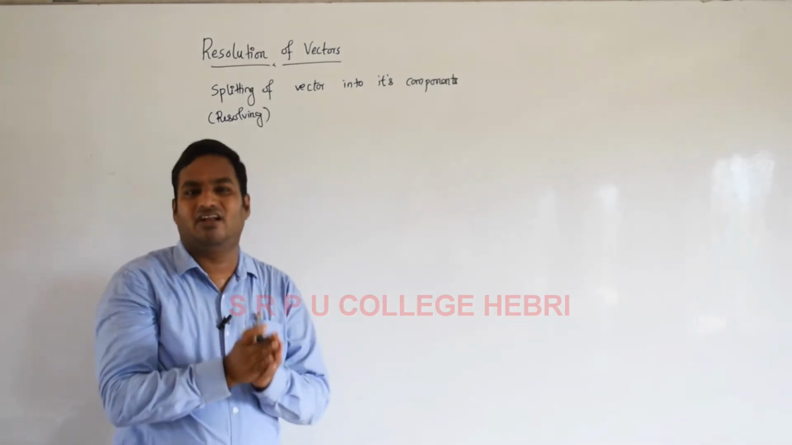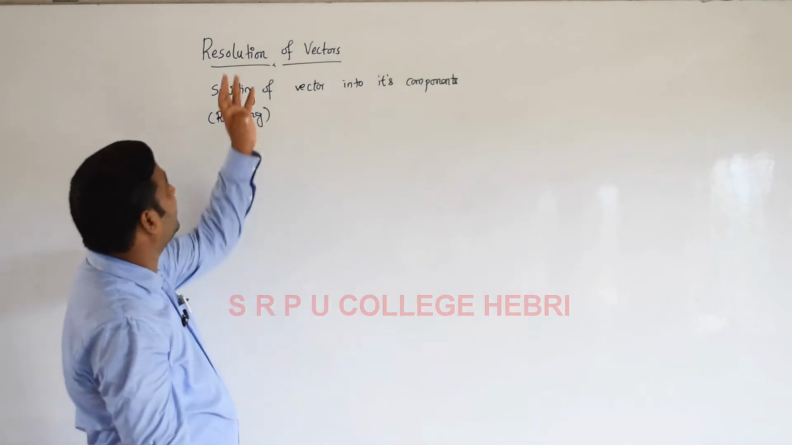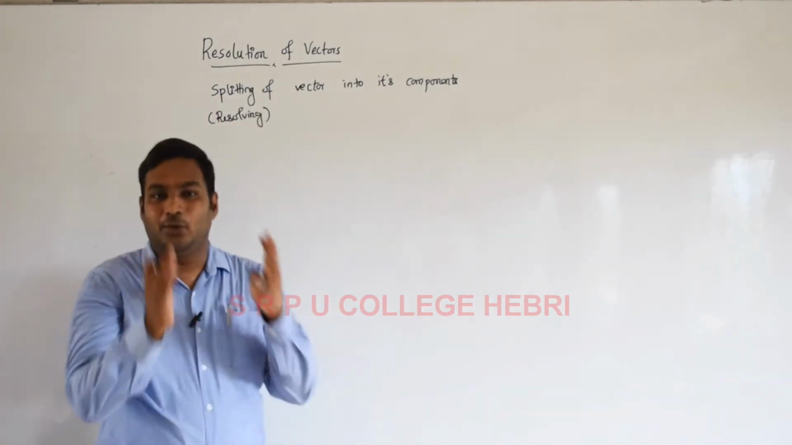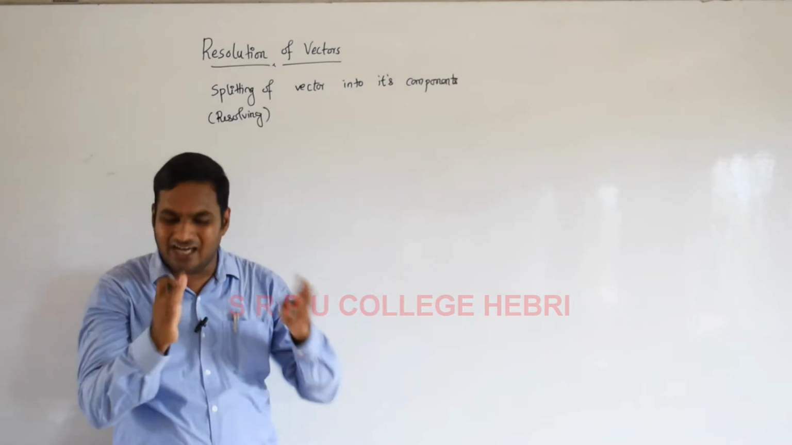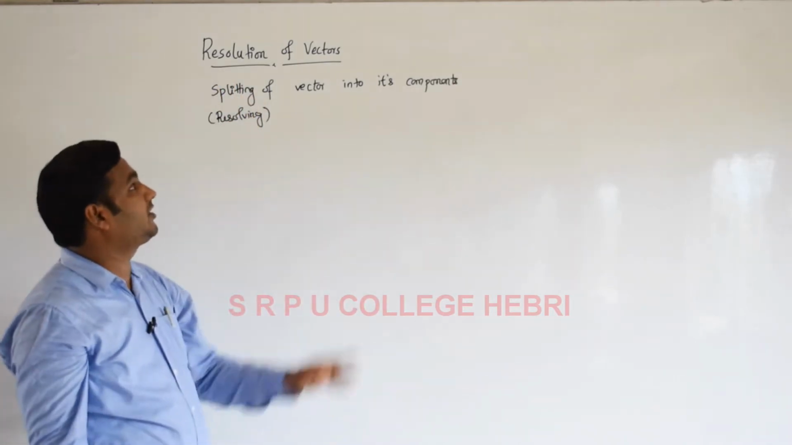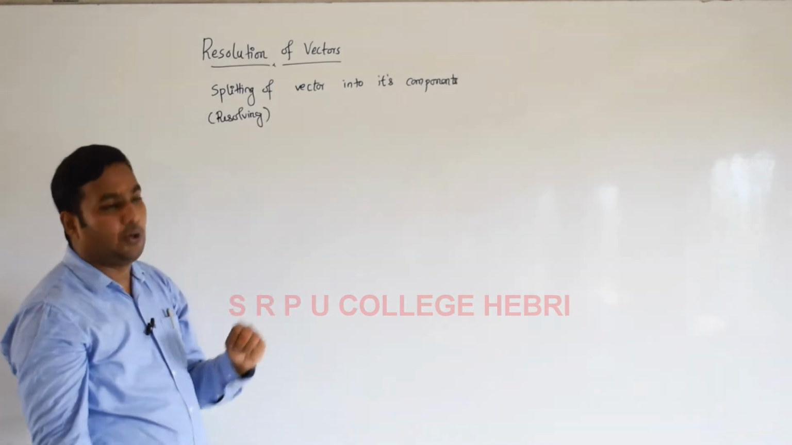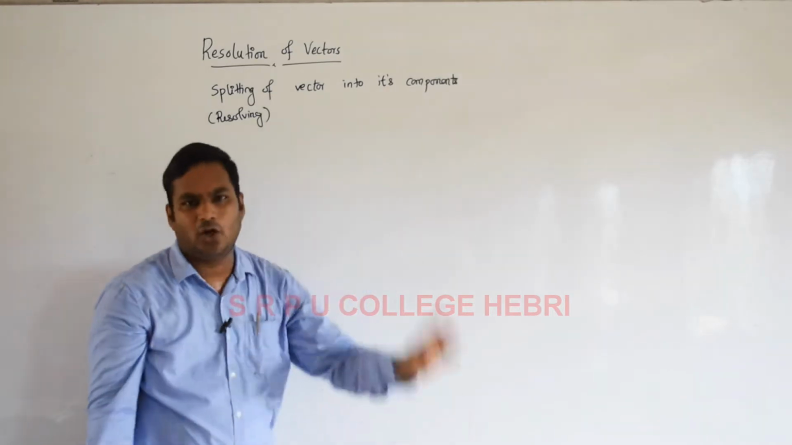The system where we divide a vector into its components, we call it resolution of vector. A vector must be divided into its components. That system we call resolution of vector. That's why splitting of a vector into its components is also called resolving of a vector into its components.